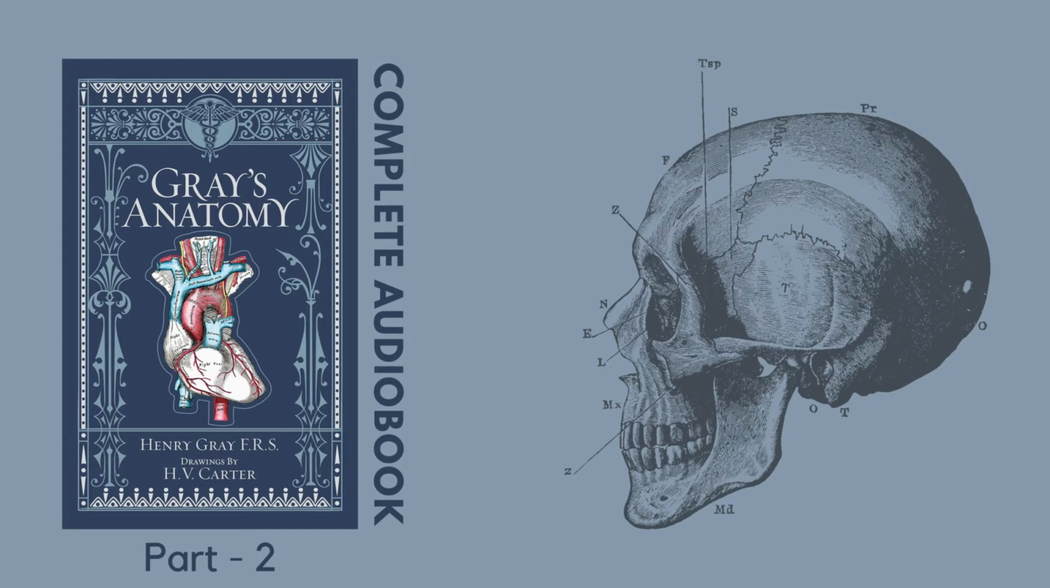End of section 22. Section 23 of Gray's Anatomy, Part 1. The Temporal Bone, Part 2. Petrous portion, pars petrosa, pyramis.